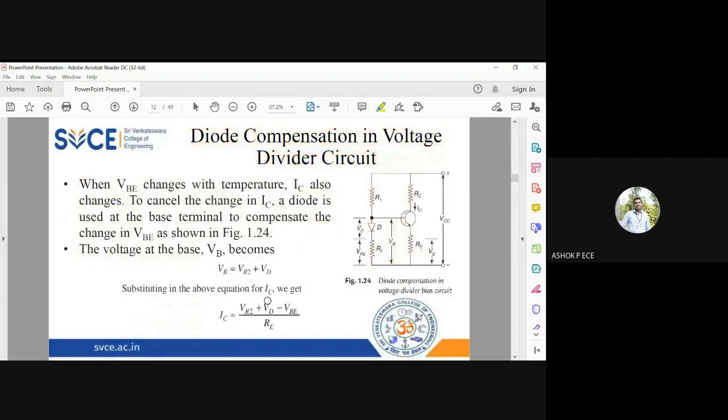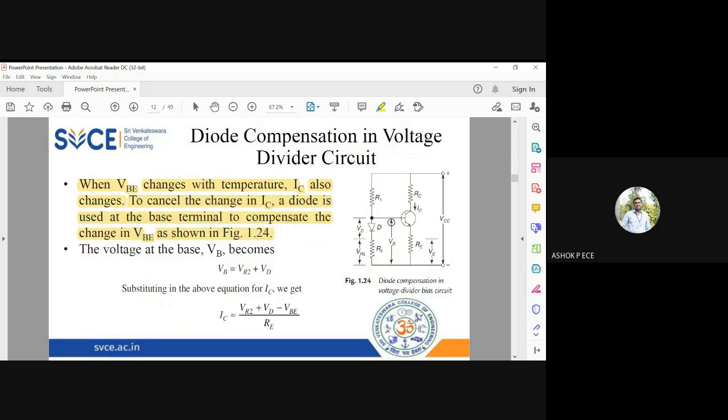IC is approximately equal to IE. So when VB is going to change with temperature, IC will change. When VB is changing, IC will change. When the IC is changing, you have to cancel the variation in IC. So what will you do? I am going to add a diode at the base terminal to compensate for this change in VBE.